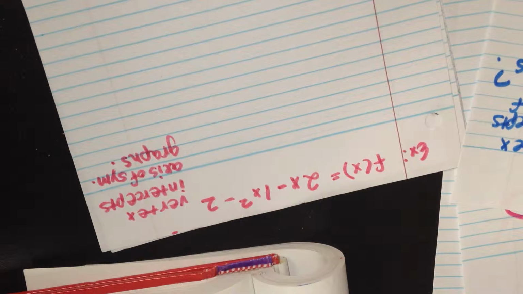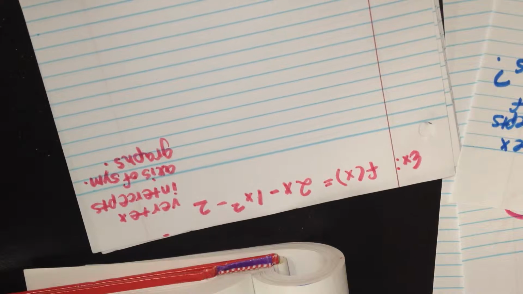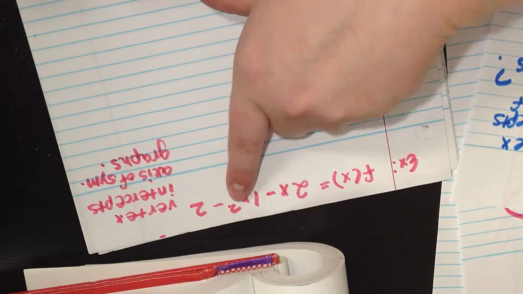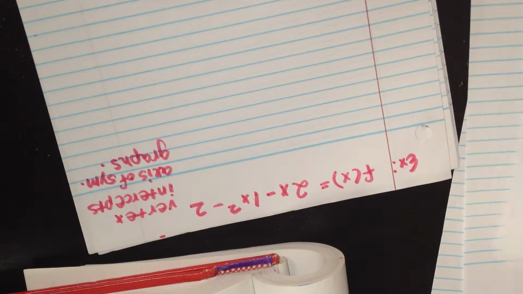Okay, the next thing that we're going to do is... I feel like this is upside down. We are going to find the vertex, the intercepts, the axis of symmetry, and the graph for this sucker. And actually, I already started working on this. Look at all this work.